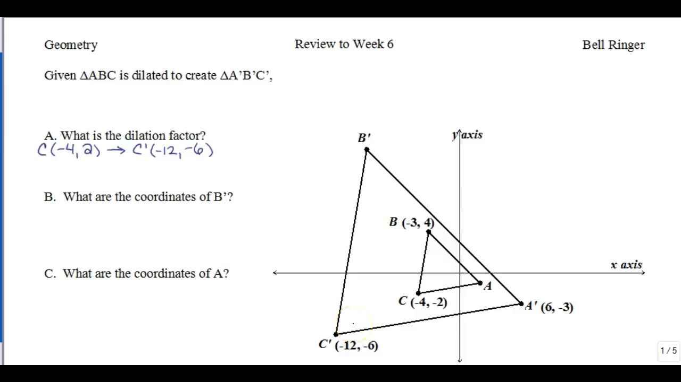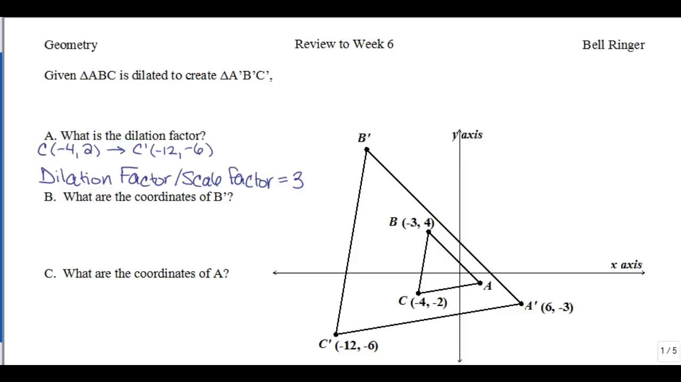Since we know it's a dilation, we're looking for a multiplying number. What number do you multiply by -4 to turn it into -12? And does that pattern hold for -2 to -6? Our dilation factor, or scale factor, would be a factor of 3.